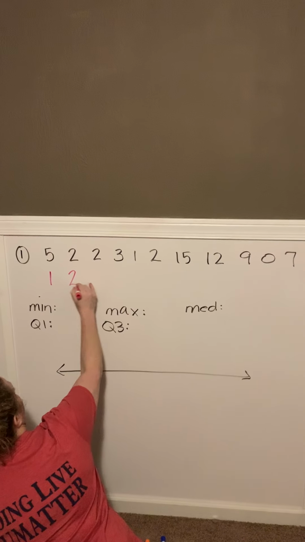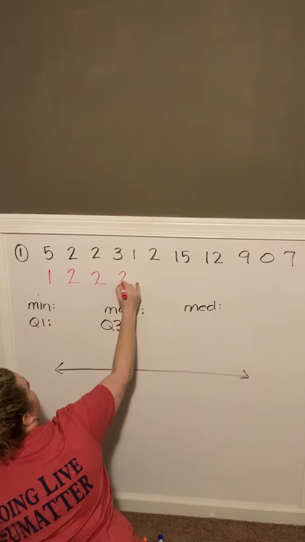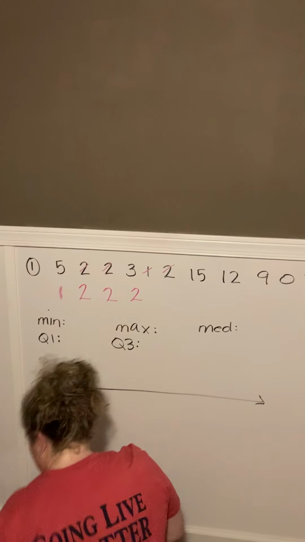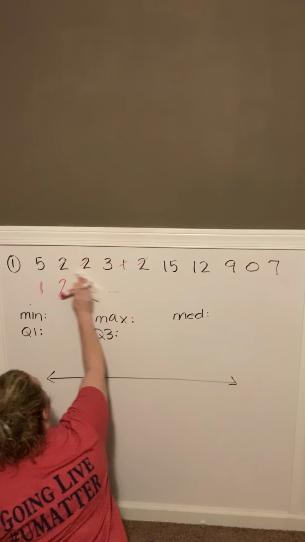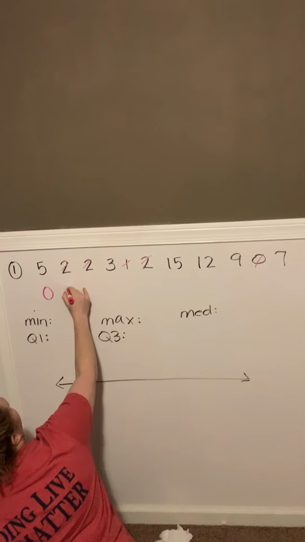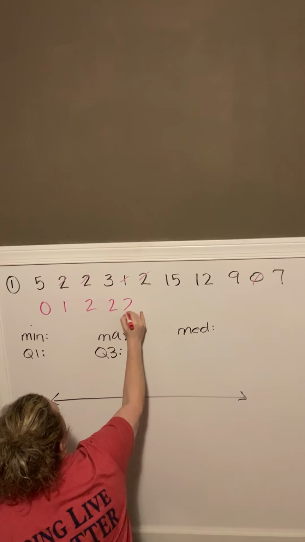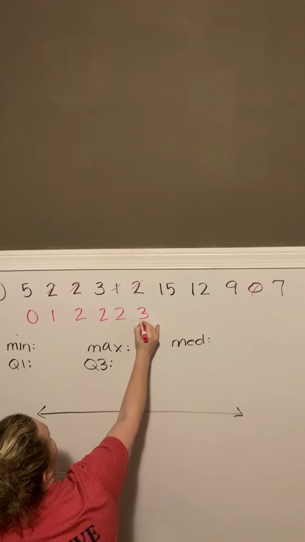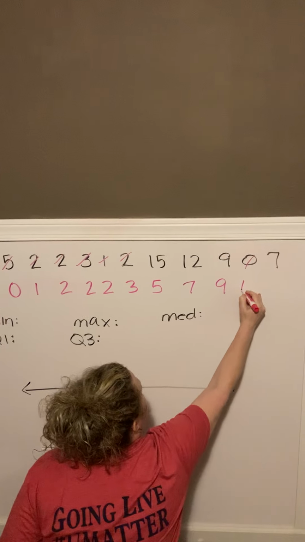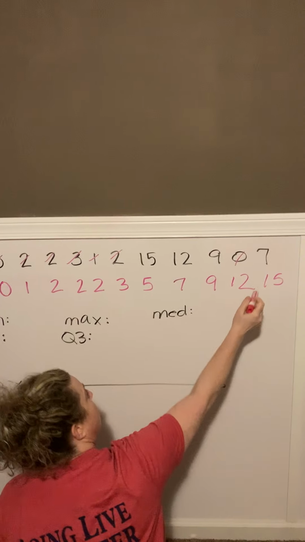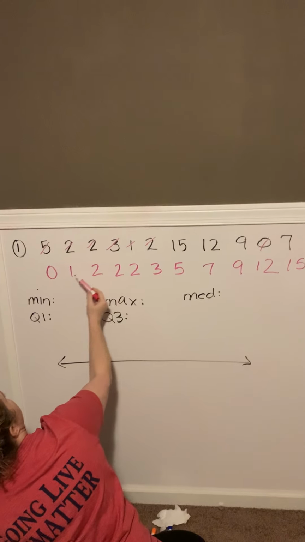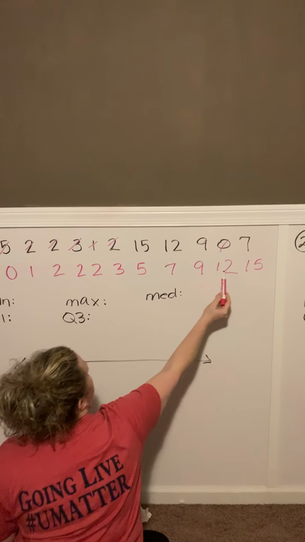So 1, 2, 2, 2. Oh, I messed up. I forgot that 0. And then we'll do 3, 5, 7, 9, 12, and 15. Double check your data. 1, 2, 3, 4, 5, 6, 7, 8, 9, 10, 11.